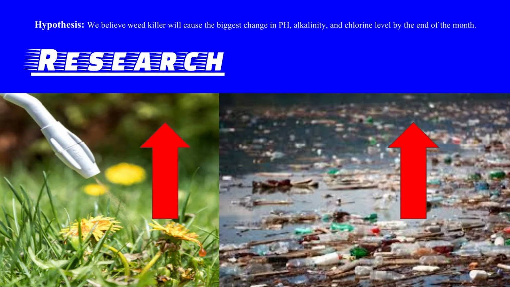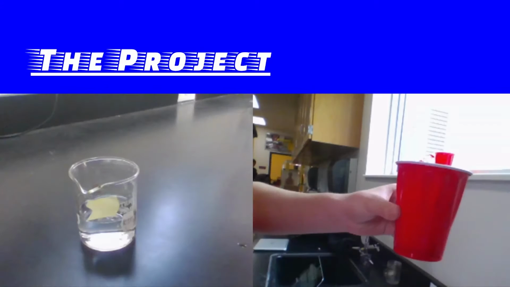Our hypothesis was that weed killer would have the biggest change in alkalinity and pH at the end of the month. We believe this because according to our research, it can take weed killer up to 70 days to dissolve in water. We also believe that the plastic will slowly increase in pH and alkalinity as the plastic begins to dissolve in the water. The project involved 5 different samples of 350 milliliters of water.